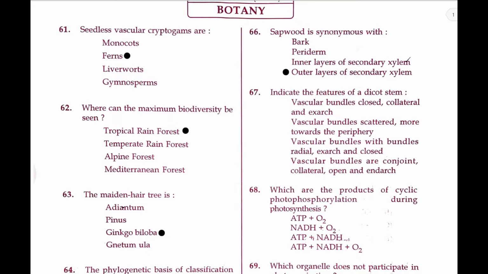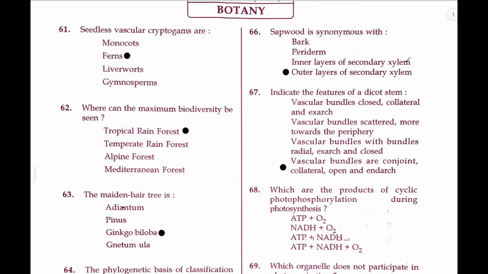If we see the dicot stem, the vascular bundle is open, and in the other options, no open vascular bundles have been mentioned. So option D is right. If we analyze other things, the vascular bundle is conjoined, collateral and endarch. Next.